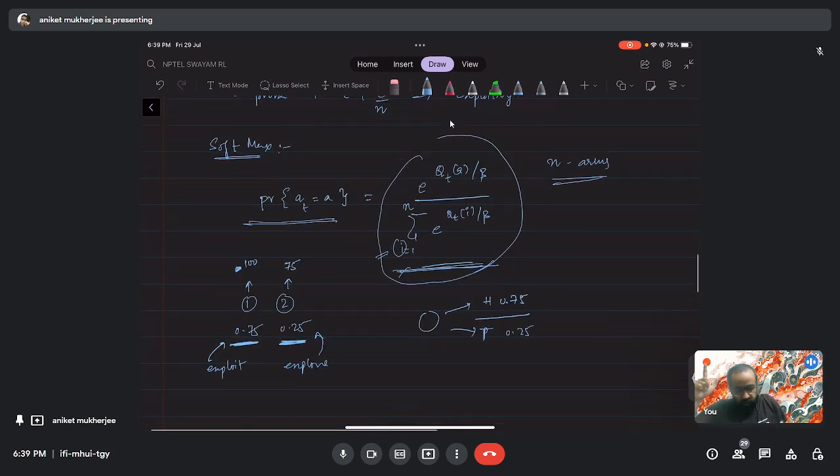This epsilon is not at all fixed. So it's telling you exact probabilities at which to exploit and which to explore.